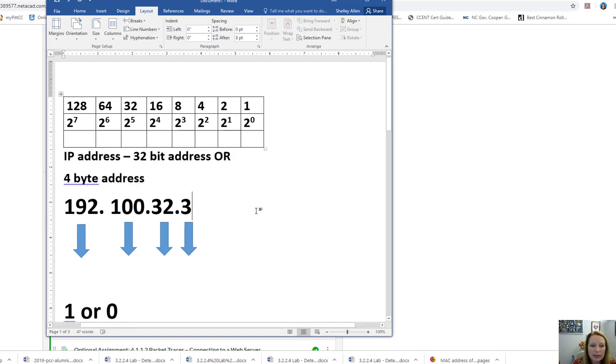So what we're using is a decimal address. So it looks like this. Here's another example of a Class C: 192.132.3. Okay, so we have to be able to convert these addresses.